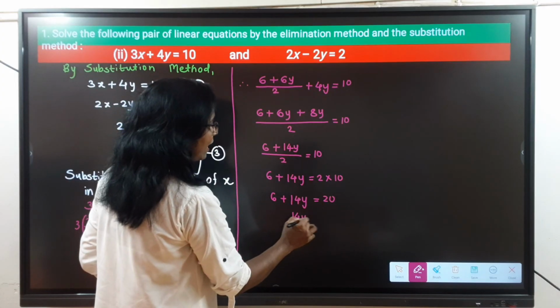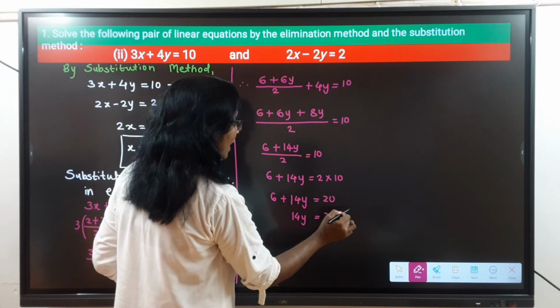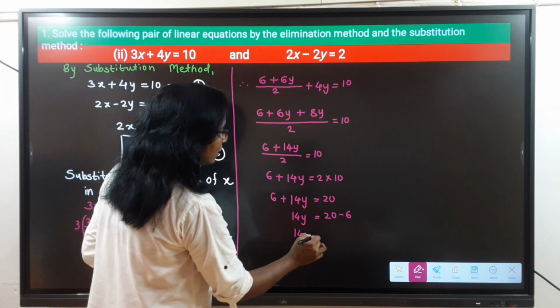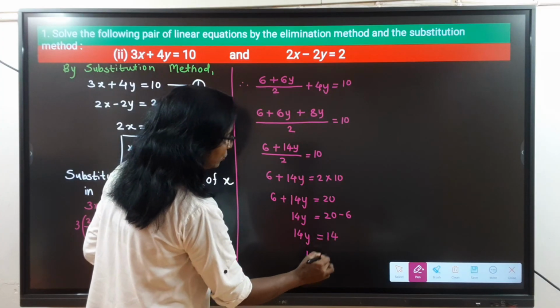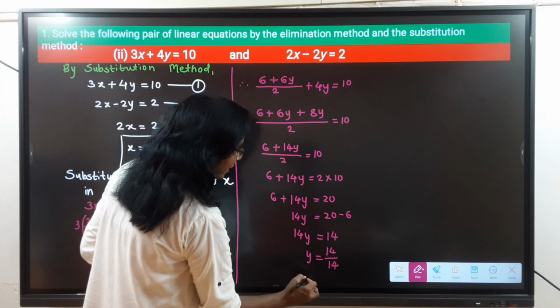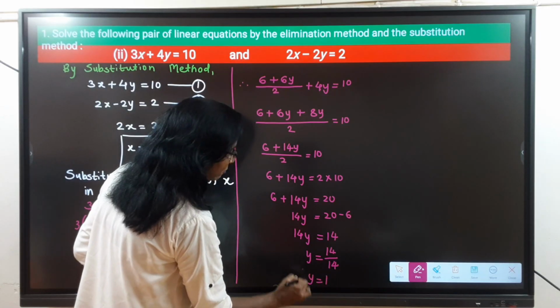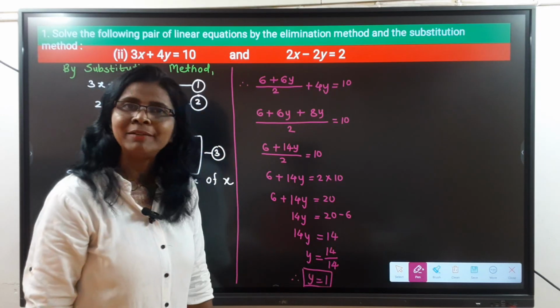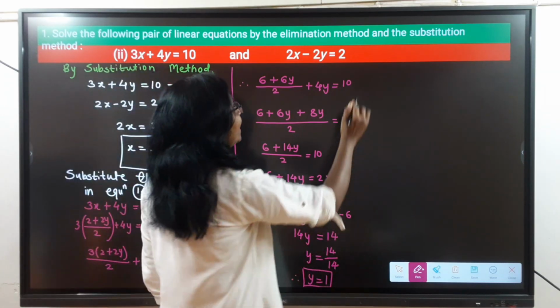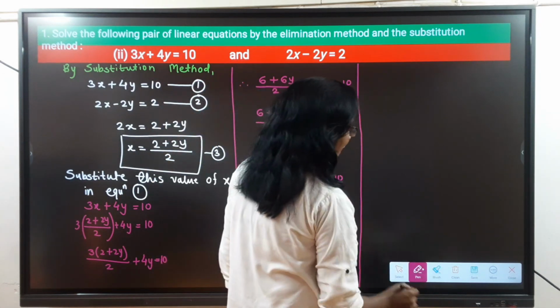So here 14y is equal to 20 minus 6. So 14y is equal to 14. So y is equal to 14 upon 14. And finally we have the value of y, and that is y is equal to 1. Okay students, we get the value of y as 1. Now next step.